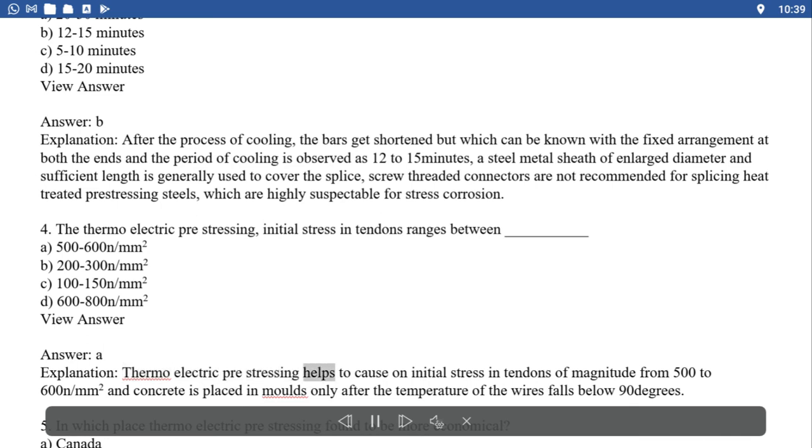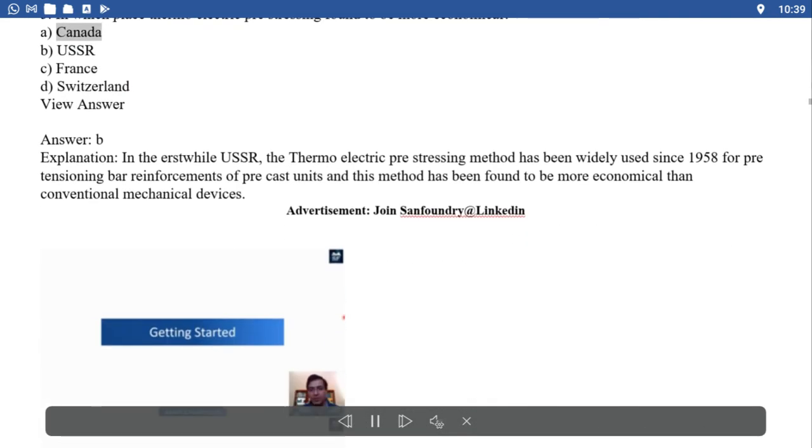Explanation. Thermoelectric pre-stressing helps to cause an initial stress in tendons of magnitude from 500 to 600 N/mm2, and concrete is placed in molds only after the temperature of the wires falls below 90 degrees. 5. In which place thermoelectric pre-stressing found to be more economical? A. Canada, B. USSR, C. France, D. Switzerland.